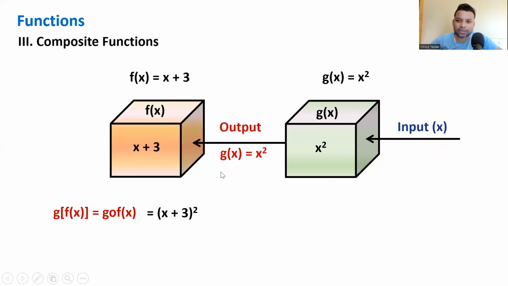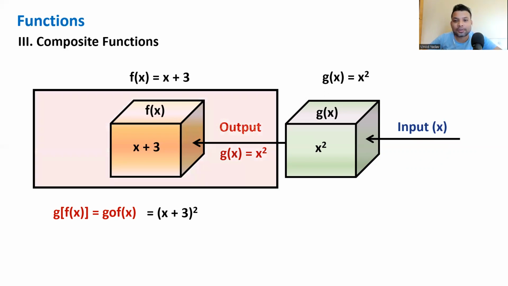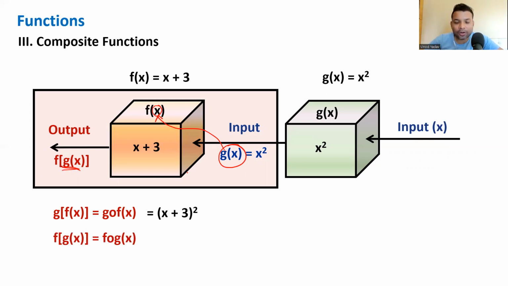और एक थॉट हो सकता है ना, इनपुट सपोज x आया, वो g के मशीन में गया पहले. So first input went to the machine of g, and that output, that is g of x, is an input for f of x. So output will be f of g of x, right? So g of x is the input for f of x now. So in place of x, there will be g of x. So f of g of x, fog of x.